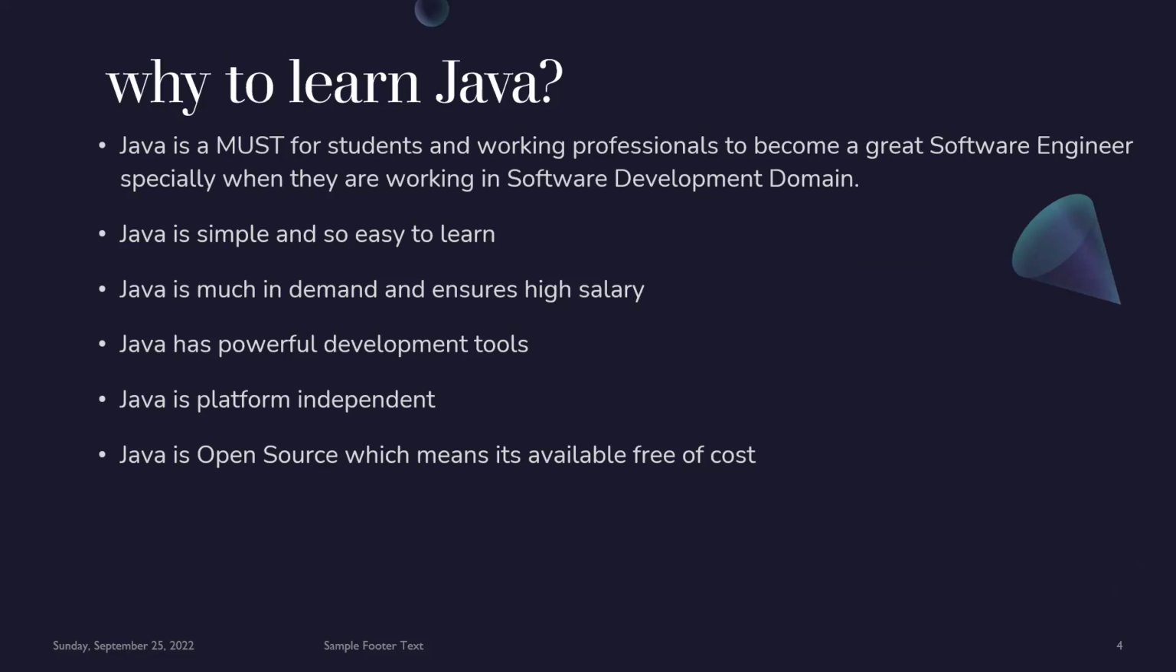The next one is why to learn Java, right? There are multiple languages, right? C, C++, C Sharp, .NET, VB script. You are learning those languages, but why should you learn Java also? Why is Java so necessary for you to learn? Java is a must for students and working professionals to become a great software engineer, especially when they are working in the software development domain.